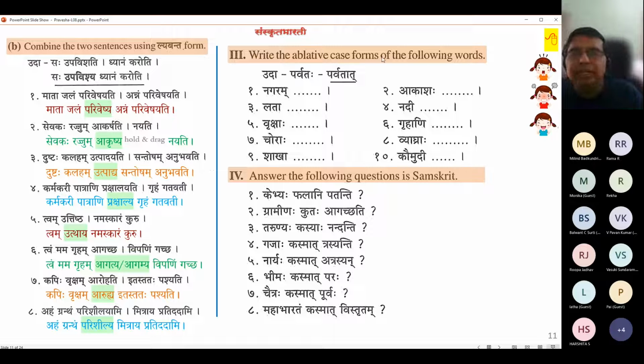Now write the ablative case forms of the following words. Parvatah, parvatat. So this is a very straightforward exercise. Nagaram, nagarat. Akashah, akashat. We have to be careful when strilinga padas come, guys. Okay, that's when the alert comes. Lata, latayaha. Correct. Shashti and Panchami have the same form. Nadi, nadyaha. Vrikshaha, vriksha, vrikshat.